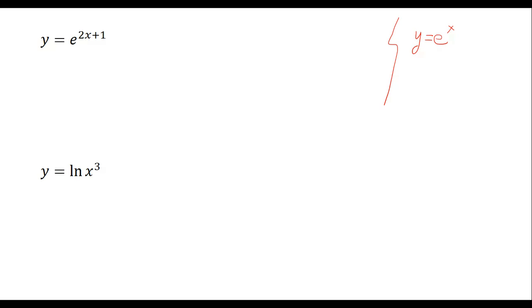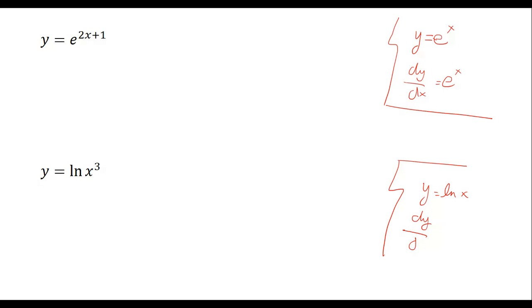The special part is, if you need to find dy/dx, you get exactly as it is. And the special part of your ln, that's why ln and exponent are very special. If you have ln x, and you put dy/dx over here, you will get 1 over x.